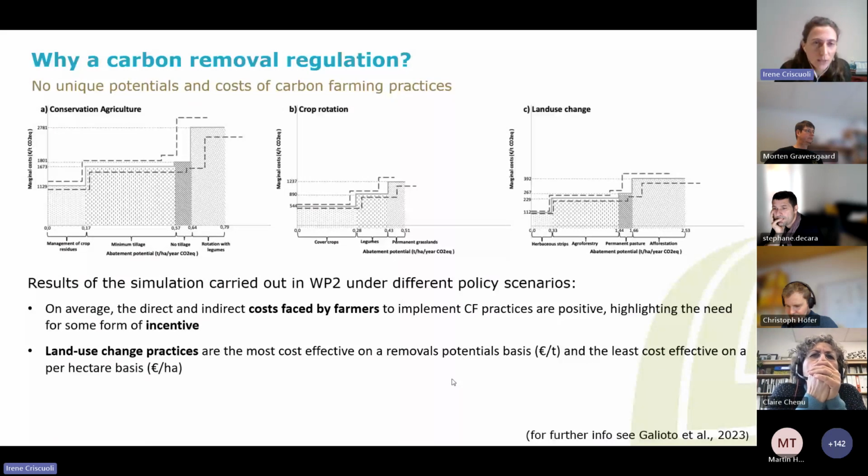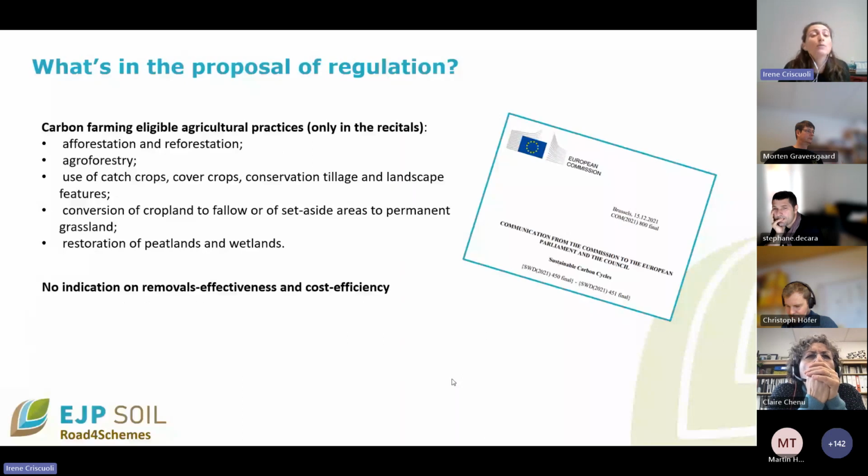What's inside the regulation about practices? At the moment, there is just a list of potential practices, which are just mentioned in the recitals of the regulation, quoting a communication of the European Commission, while there are no indications on the practices' removal effectiveness and cost efficiency.